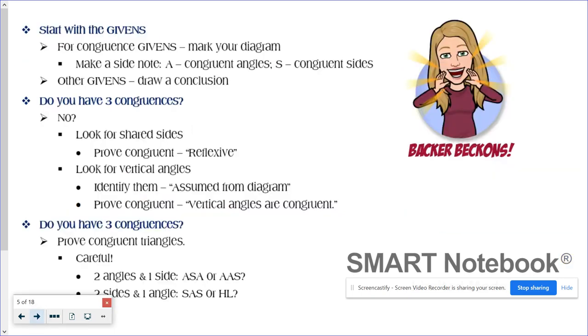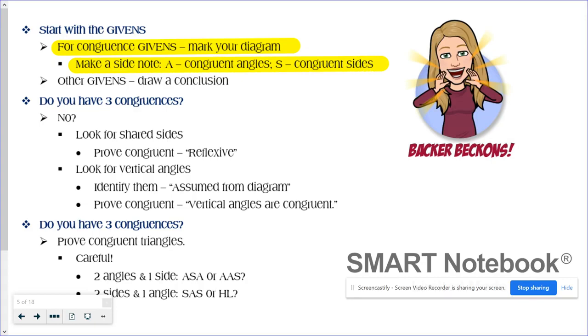All right, so here's my advice when it comes to proving that two triangles are congruent. Of course, start with the given information. Yes, you must include the given information in your proofs. My advice is to take it one given at a time. If it's a congruence given, mark your diagram. Also, make a side note next to the step in the proof: A for congruent angles, S for congruent sides.